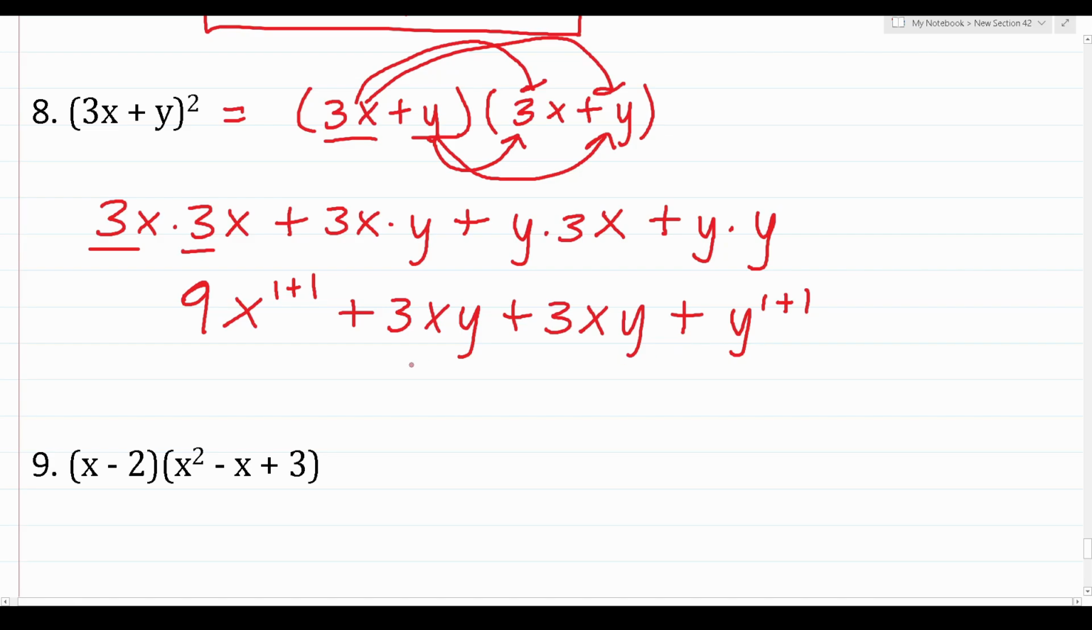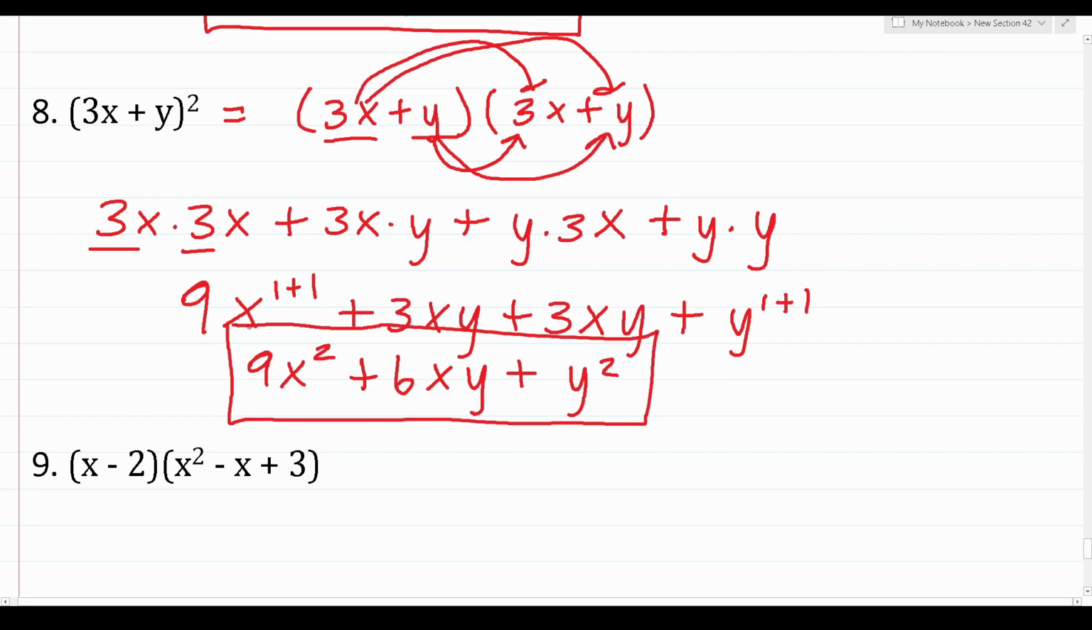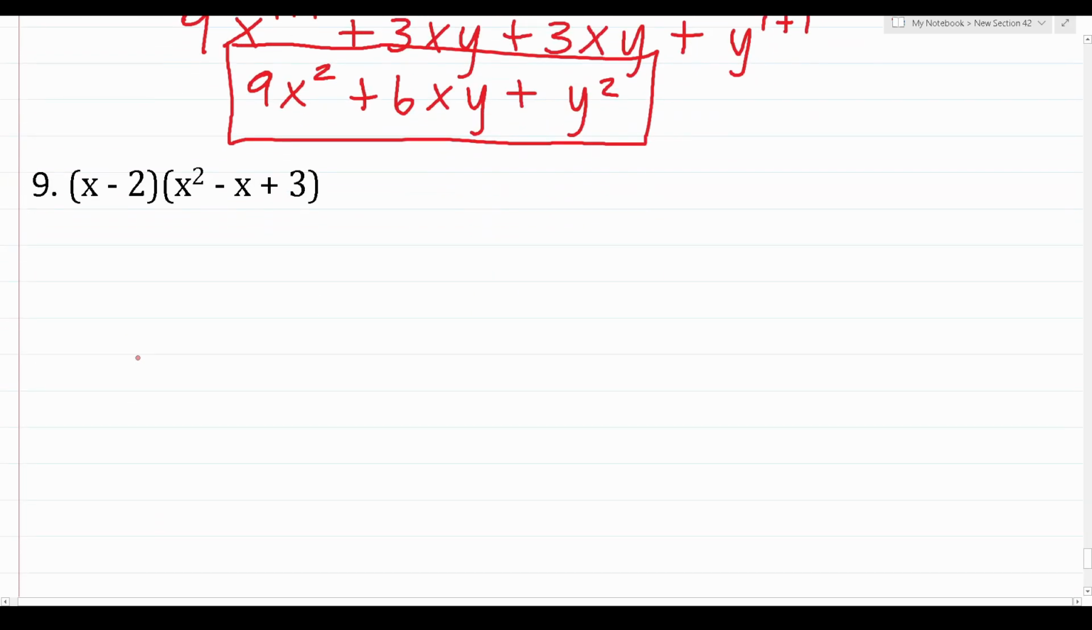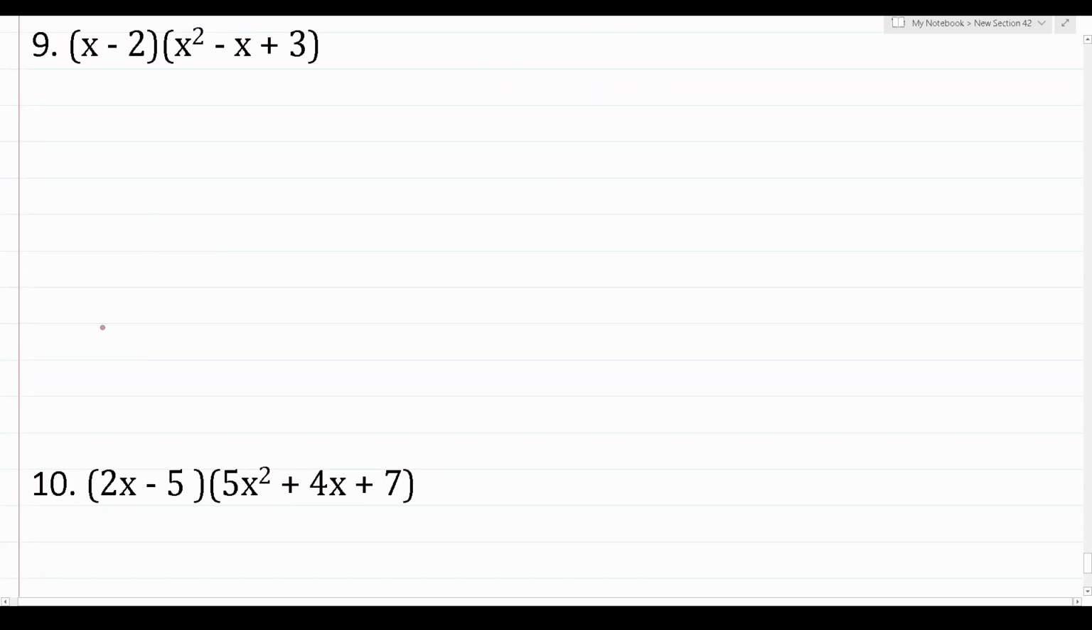Let's go ahead and clean this up. So this becomes 9x squared. 3xy and 3xy are like terms, so this becomes plus 6xy, and then plus y, 1 plus 1, so that's y squared. And just like that, we are done with this one. All right, 2 more to go. Let's go ahead and take care of them.